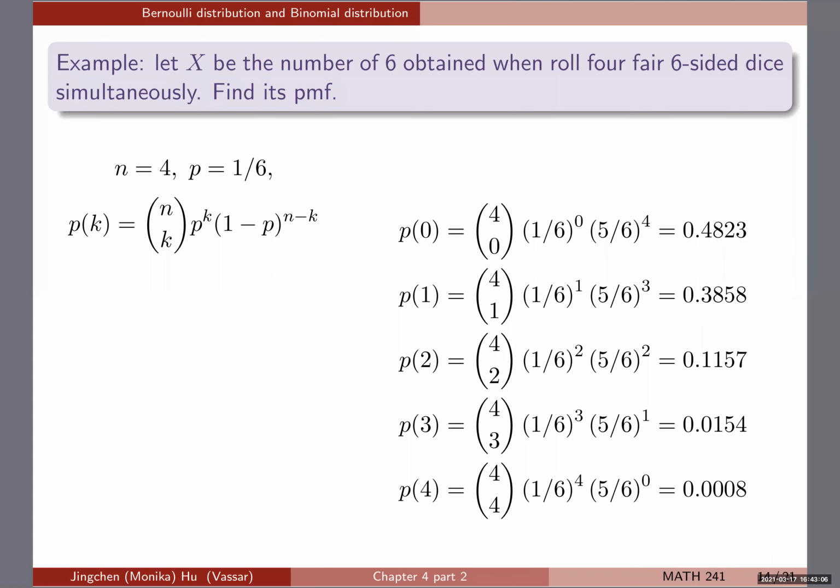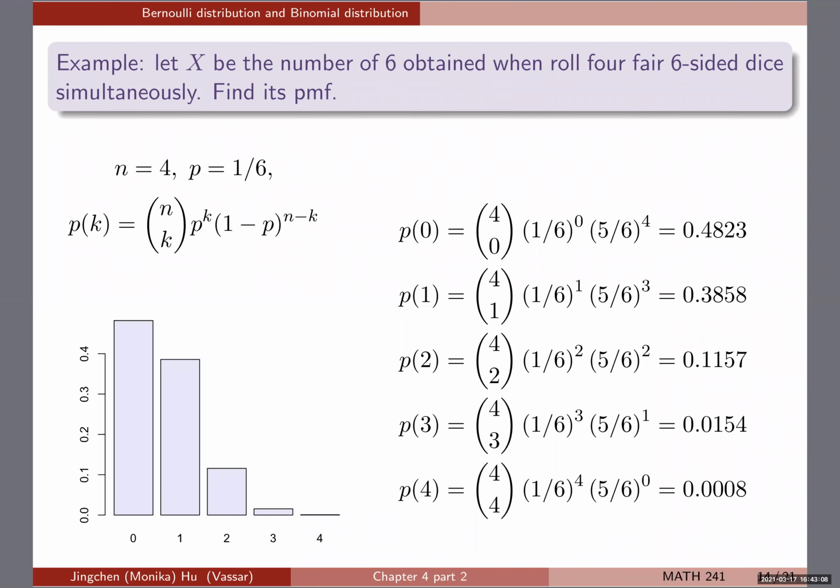I'm also going to show you a graph of how the PMF looks. From the numbers we see it, but once we graph it as a bar graph, like what we're showing over here, we can see that this is a decreasing PMF, with the highest probability at p_0 and the smallest at 4. Regardless, they add up to 1.